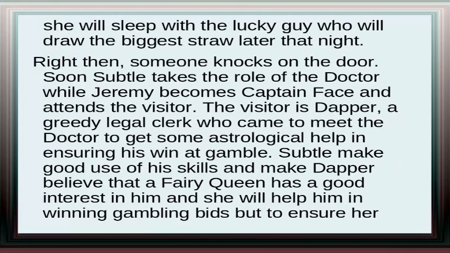The visitor is Dapper, a greedy legal clerk who came to meet the doctor to get some astrological help in ensuring his win at gamble. Subtle makes good use of his skills and makes Dapper believe that a fairy queen has a good interest in him, and she will help him in winning gambling bids.